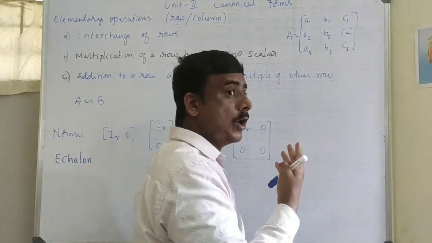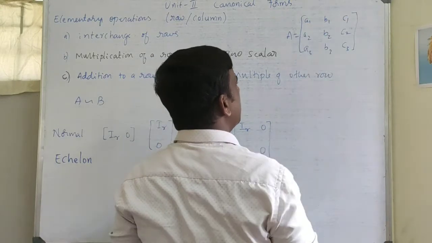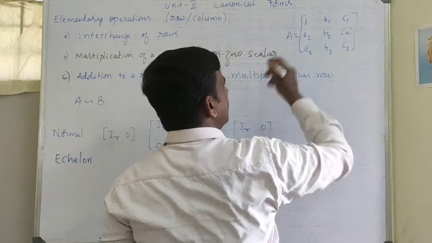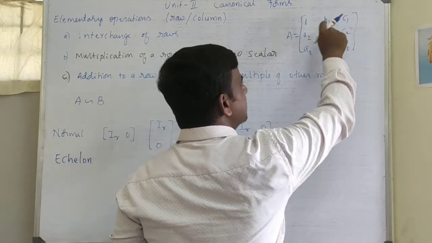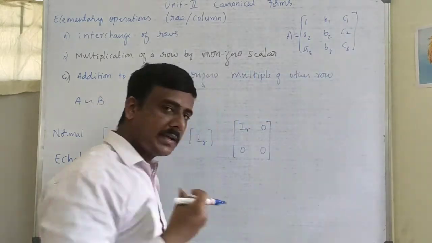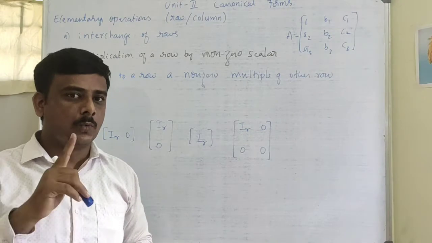The first non-zero leading entry of every row must be 1. Here I should have 1. Or if I have 0 here, then it must be 1. Or if I have 0 here also, then it must be 1. So if you take any row, the first non-zero entry must be 1.